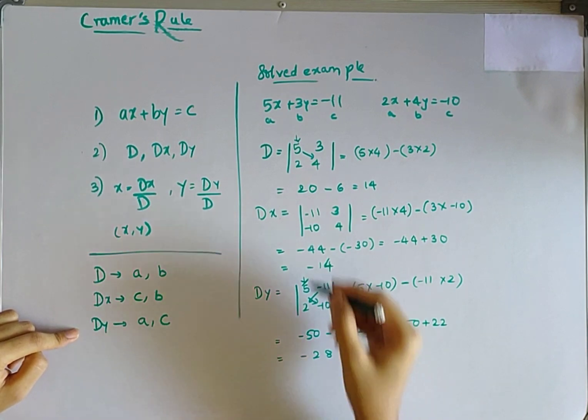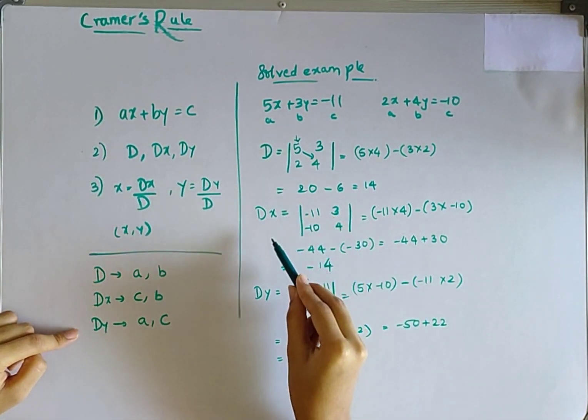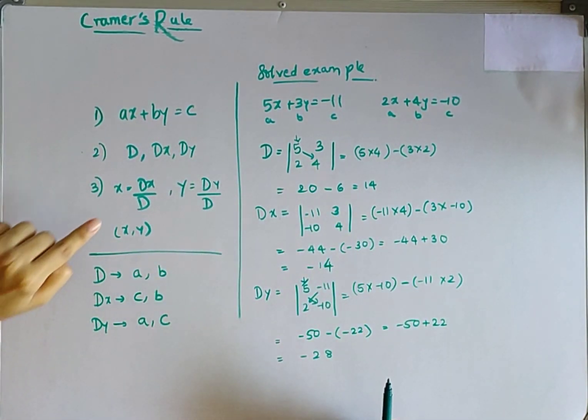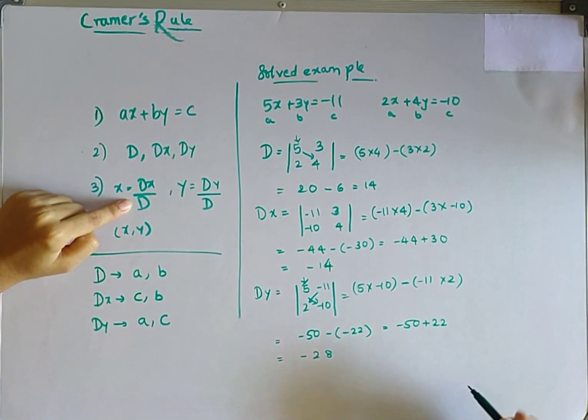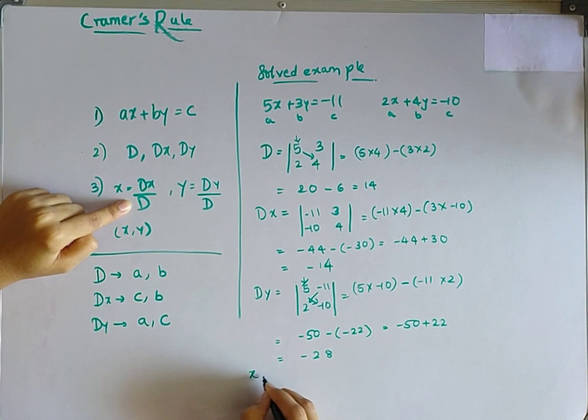Fine. So now you've got d, dx and dy. So what is your third step? x will be dx upon d. So let's find that. What is your x? dx upon d.